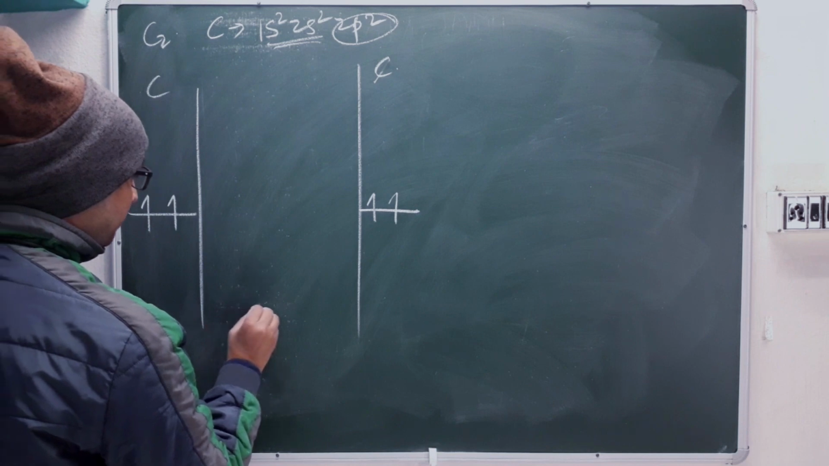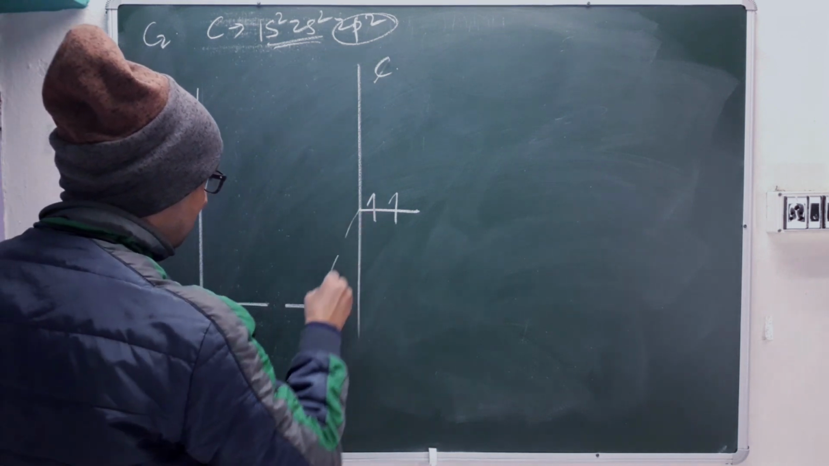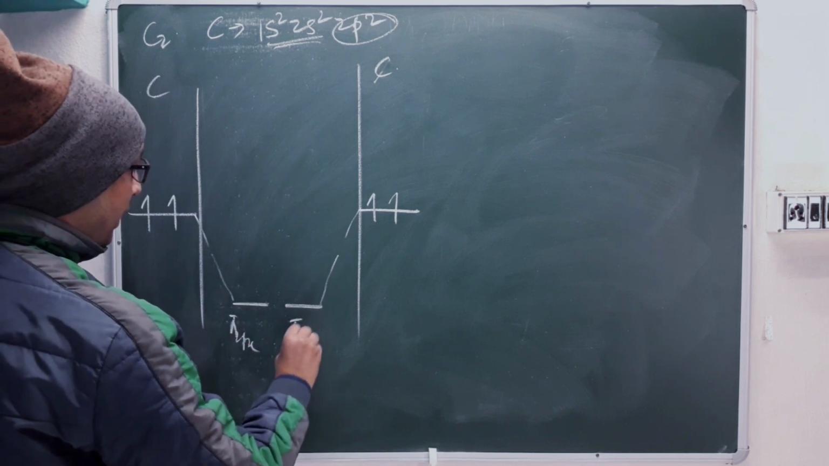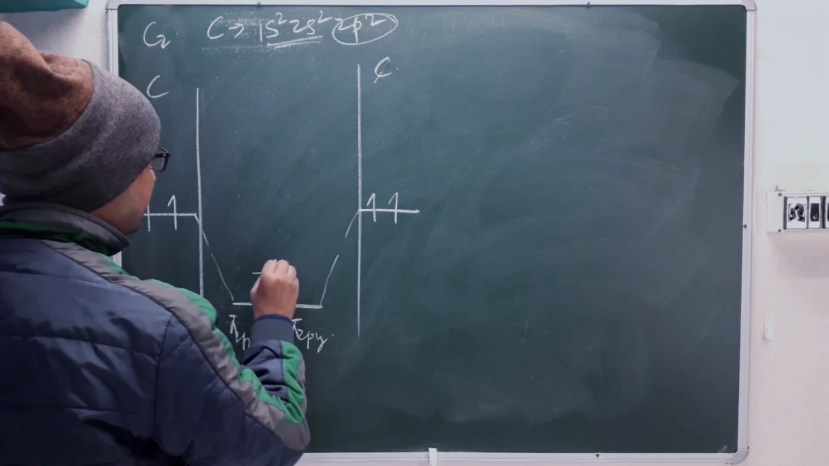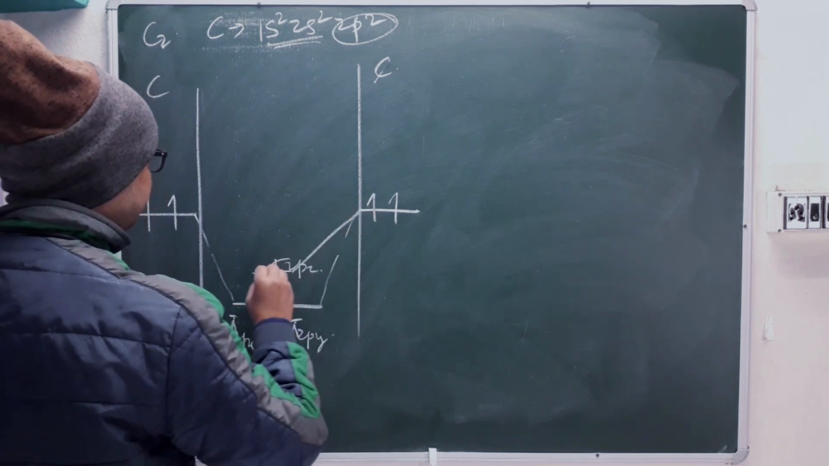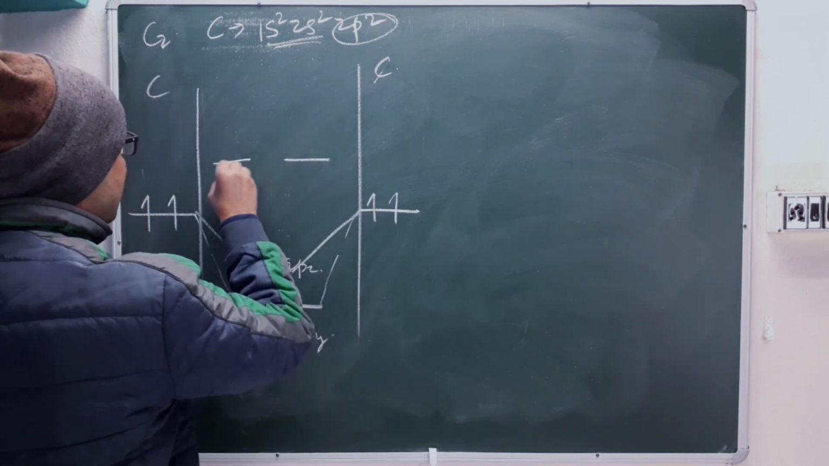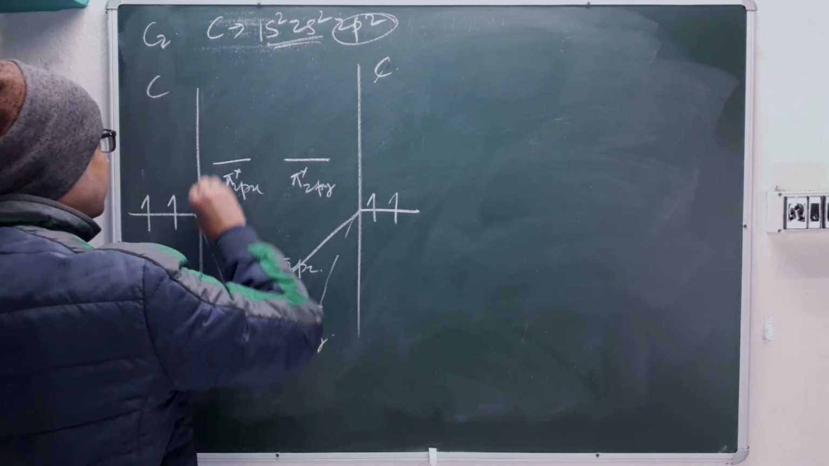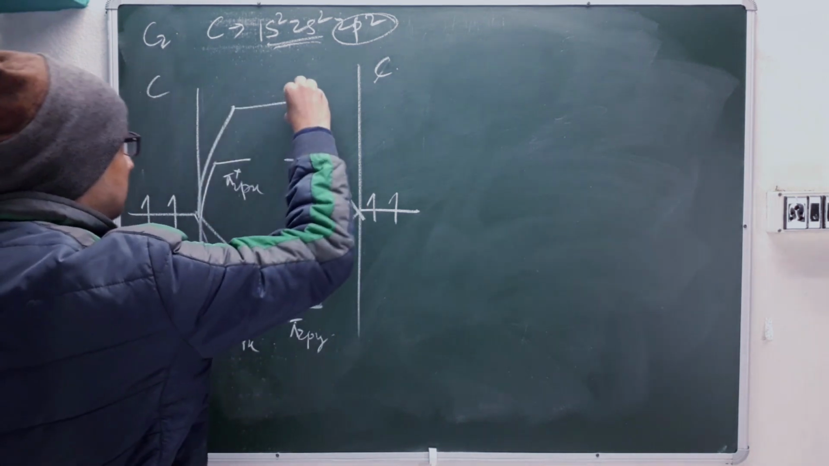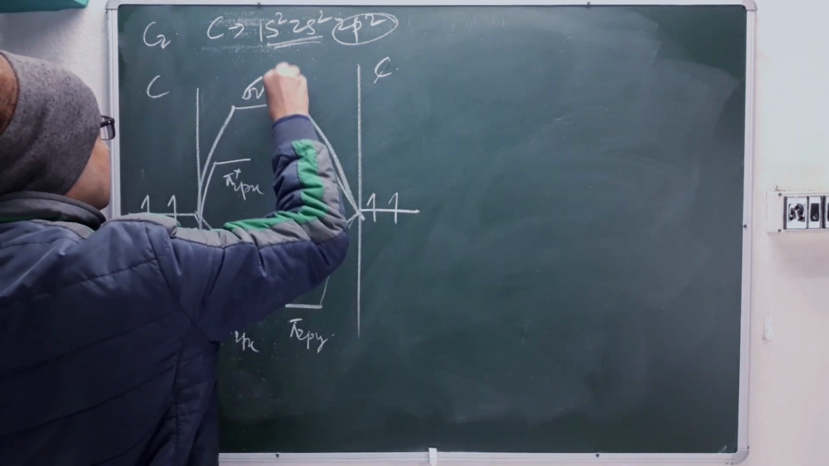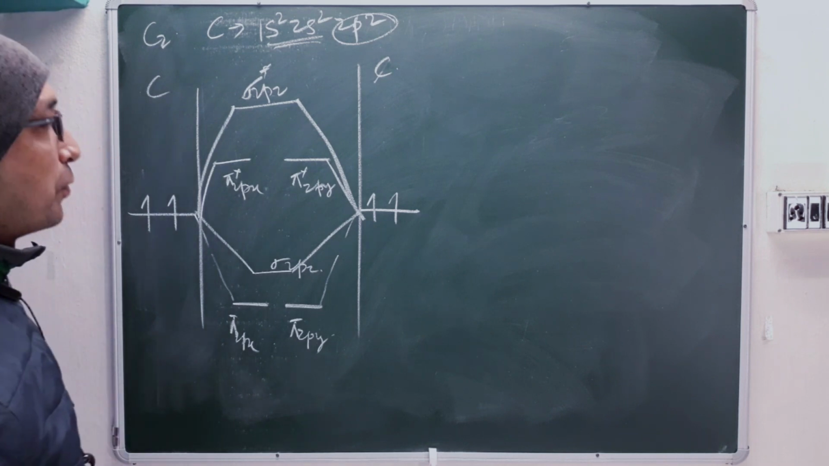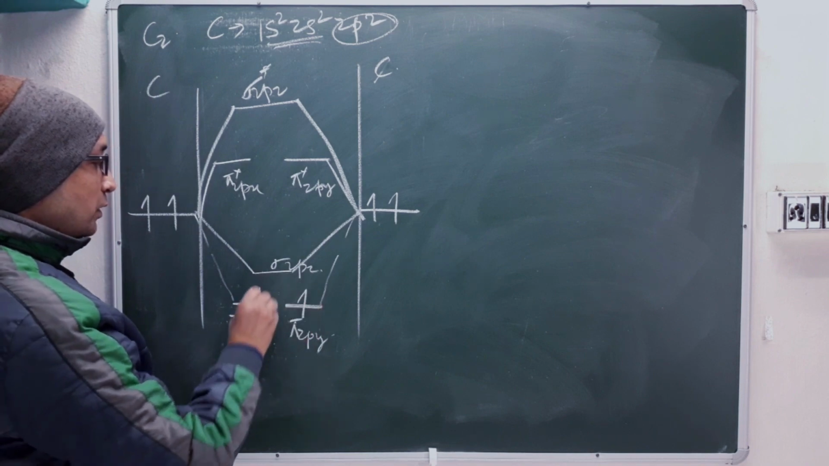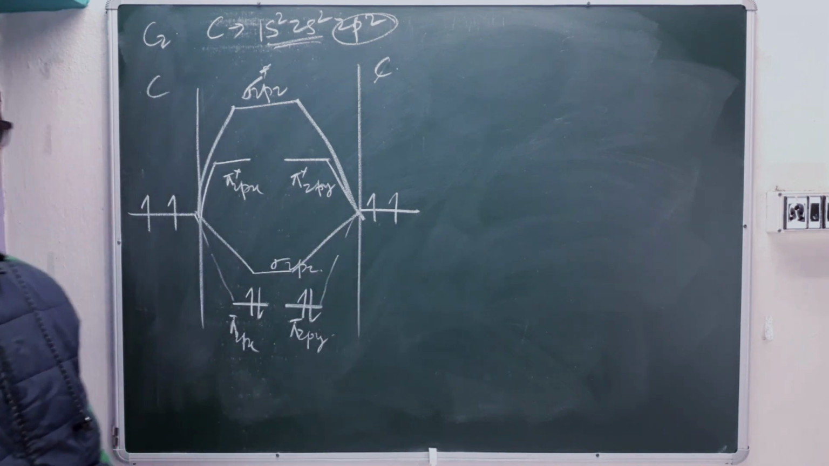Now this is your pi 2px. This one will be pi 2py. This is sigma 2pz. This will be pi star 2px. This will be pi star 2py. This will be sigma star 2pz. Correct? Now you have to fill in 4 electrons, right? So 1, 2, 3, 4. Everything is over in pi itself.